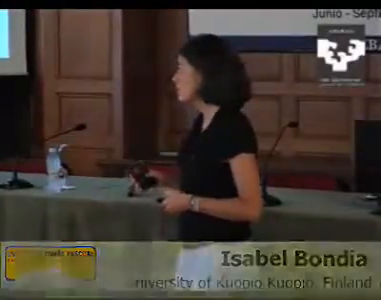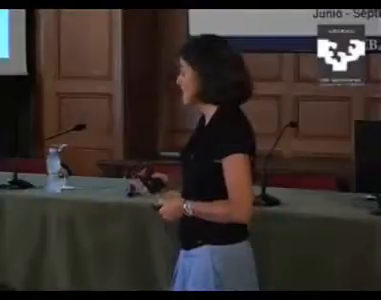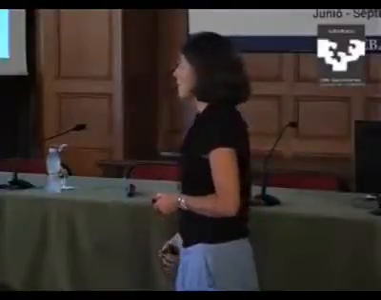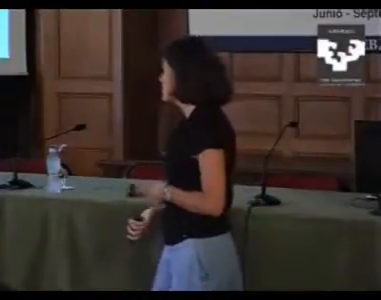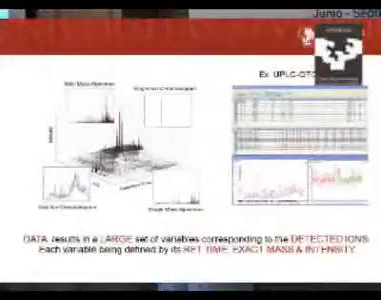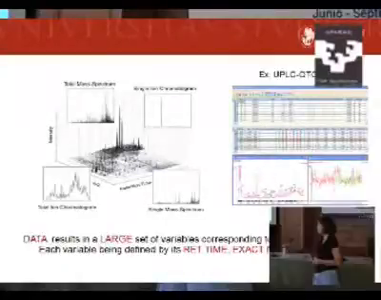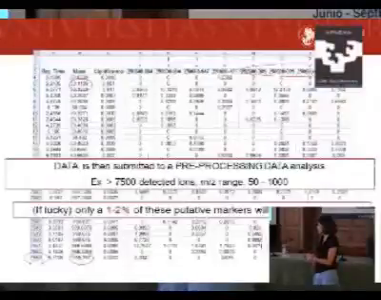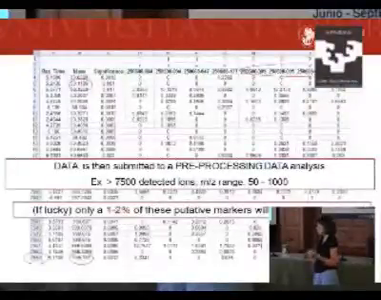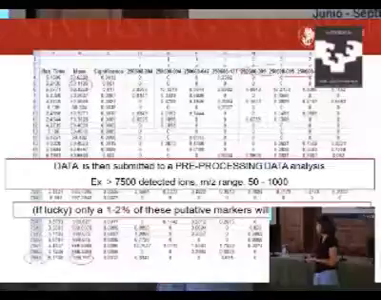Once you inject your sample in the instrument, what you get is a large set of variables. In the case of MS, corresponding to detected ions, and in the case of NMR, of chemical signals. Each variable is defined by the retention time, the exact mass and charge, and the intensity of the ion.